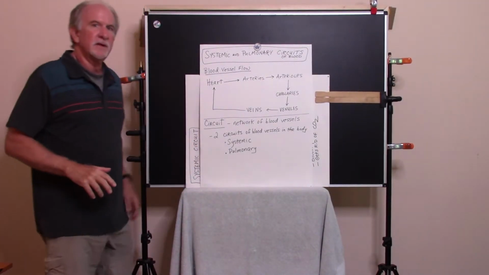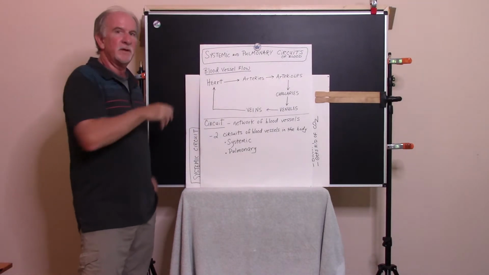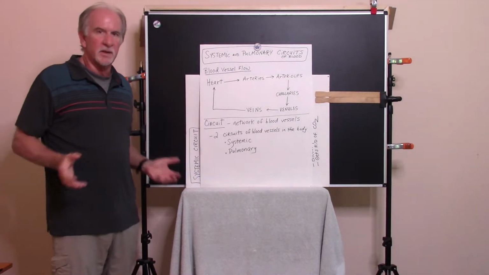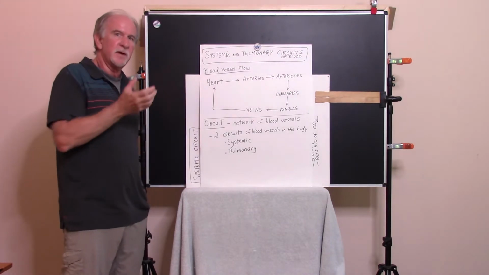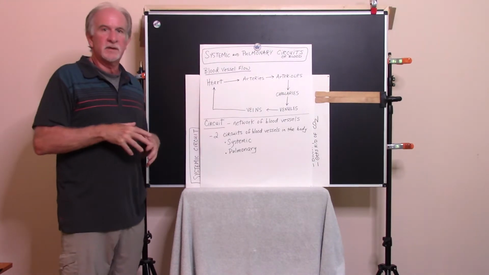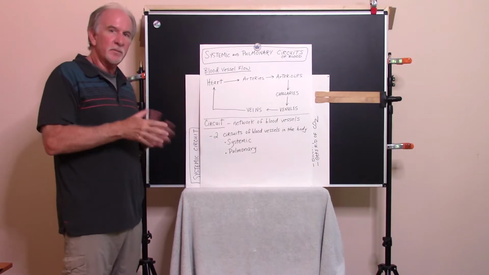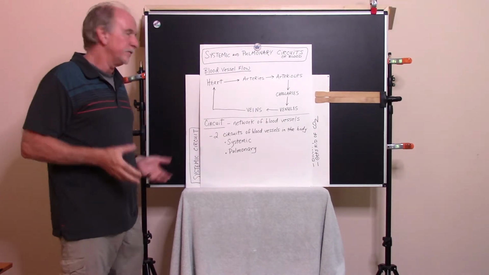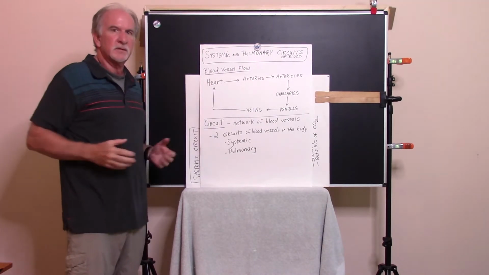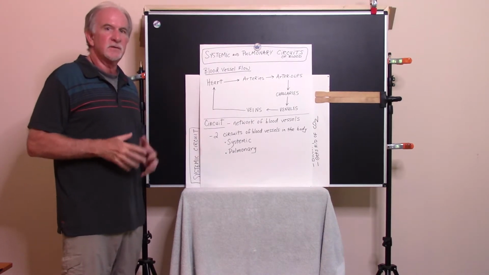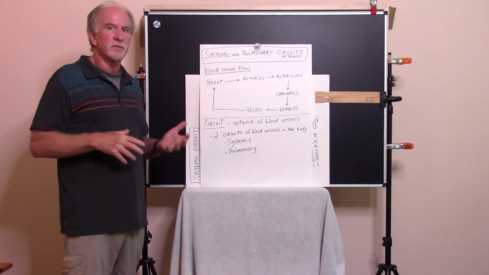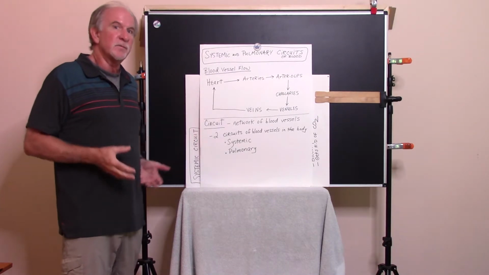Okay, we're going to take a look at the systemic and pulmonary circuits of blood. But before I start to do that, let's just talk a little bit about how blood flows from one blood vessel to another. The heart is the pump, so the heart imparts kinetic energy to blood, so it will flow through miles and miles of blood vessels.